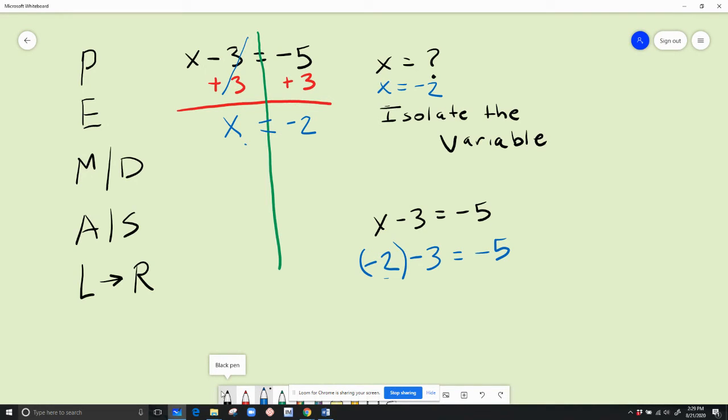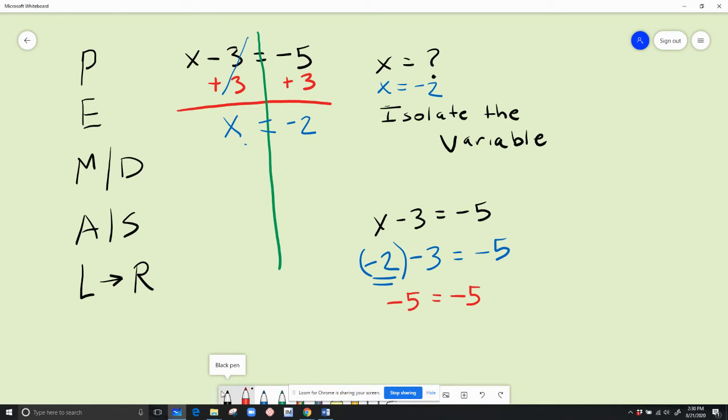So we plugged in x right here, -2. Those are the exact same thing. We already solved for it. And now we solve this side. So what is -2 minus 3? Good, -5. And this side remained -5.